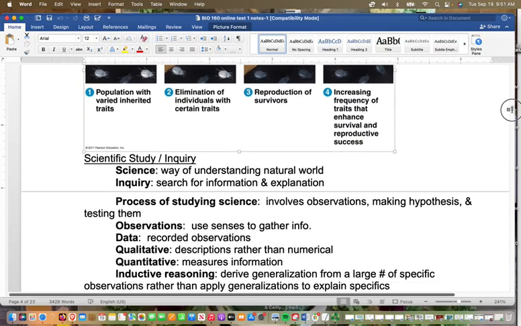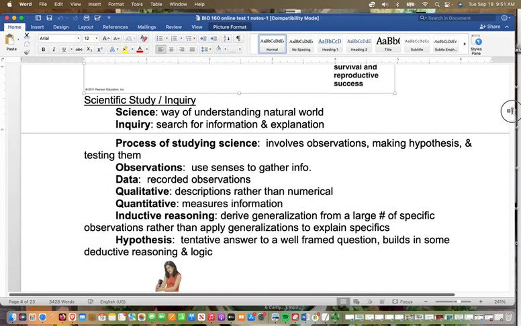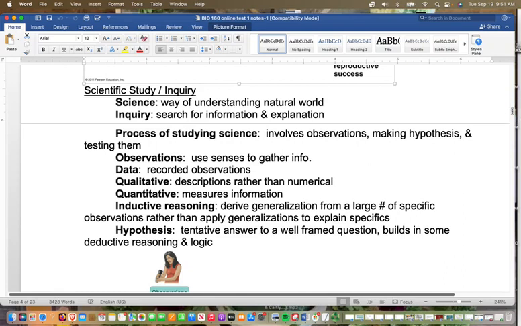Let's see if I can get this to scroll smoothly here. So in science, we make some observations, then we make a hypothesis, and then we test it. Science is always questioning, so there's been questioning in science from day one. If there wasn't questioning, we would still be looking at the Earth saying it was flat.